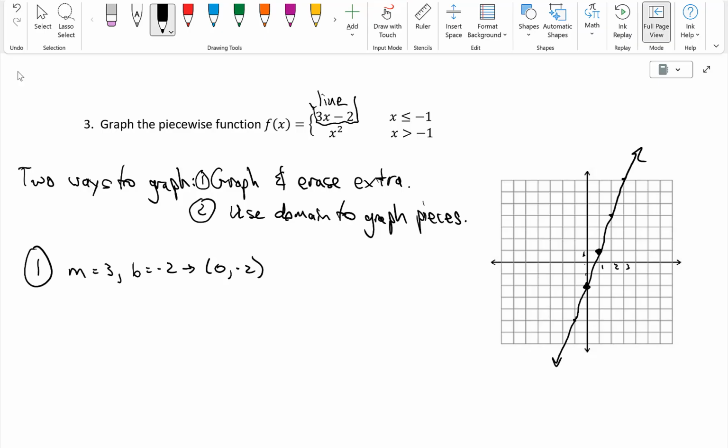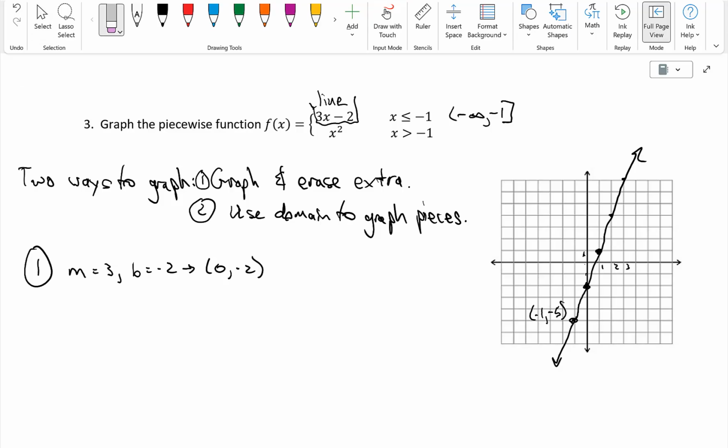All right, and then what we want to look at for this piecewise part is we only wanted that piece of the line, remember, from -infinity to -1. So really now we have this point at -1, -5. And really we want to just take that piece to the left.